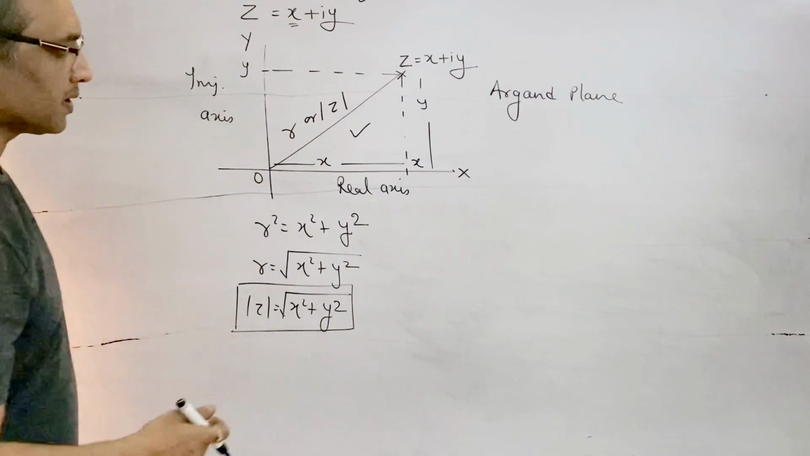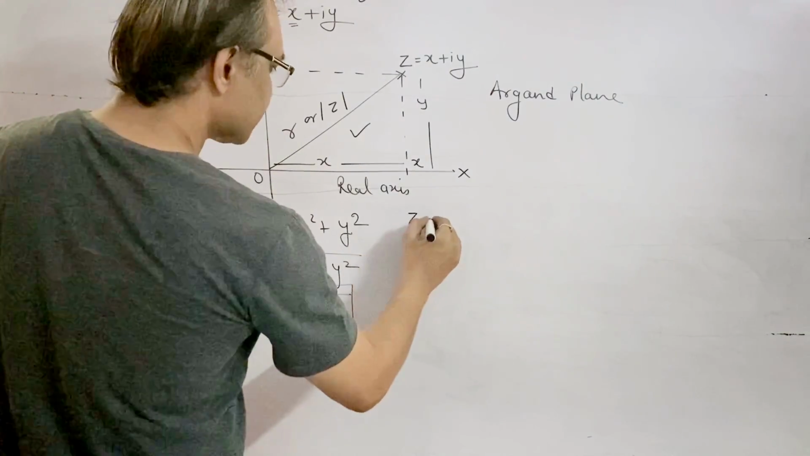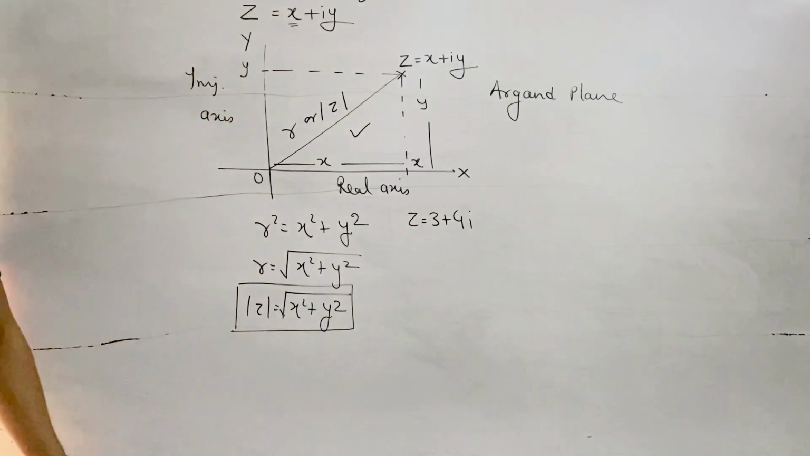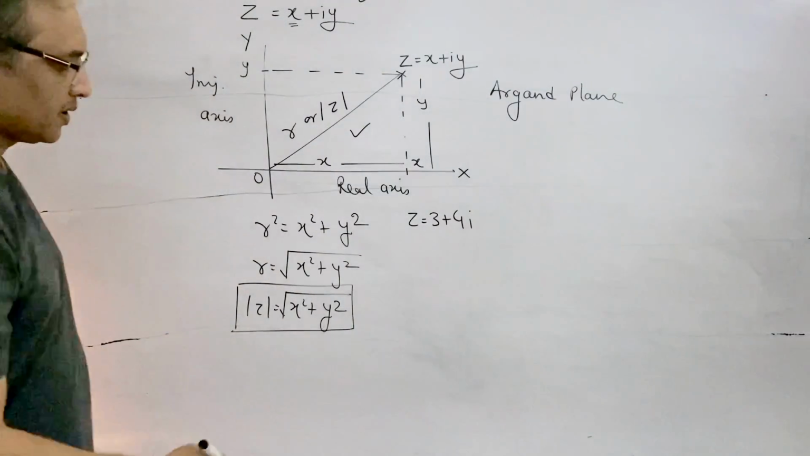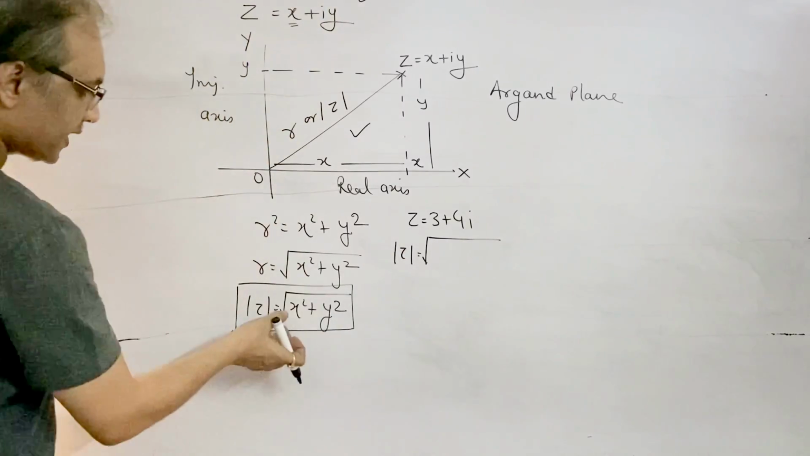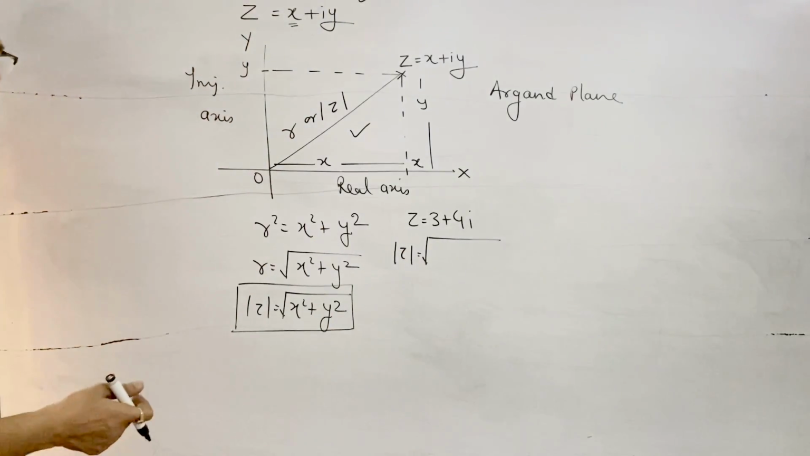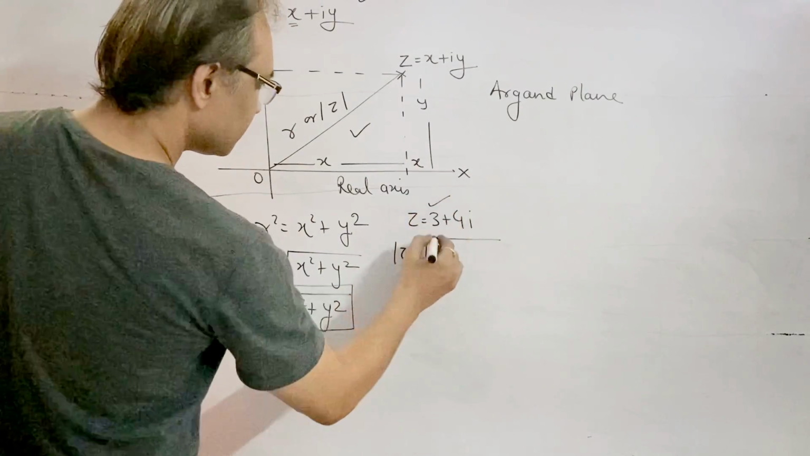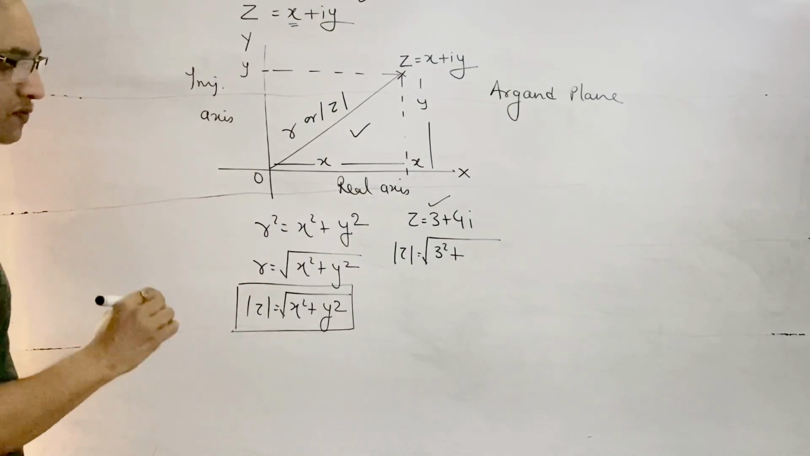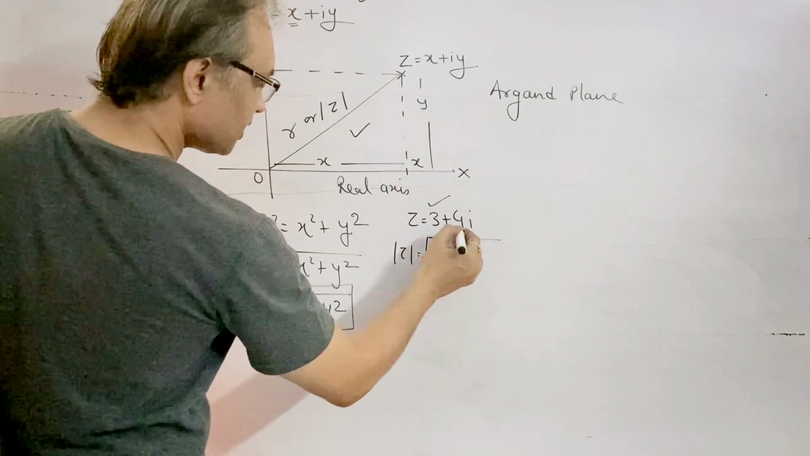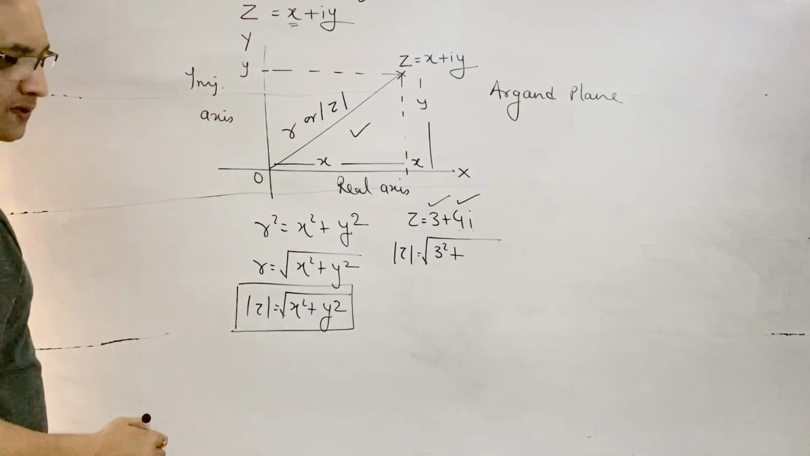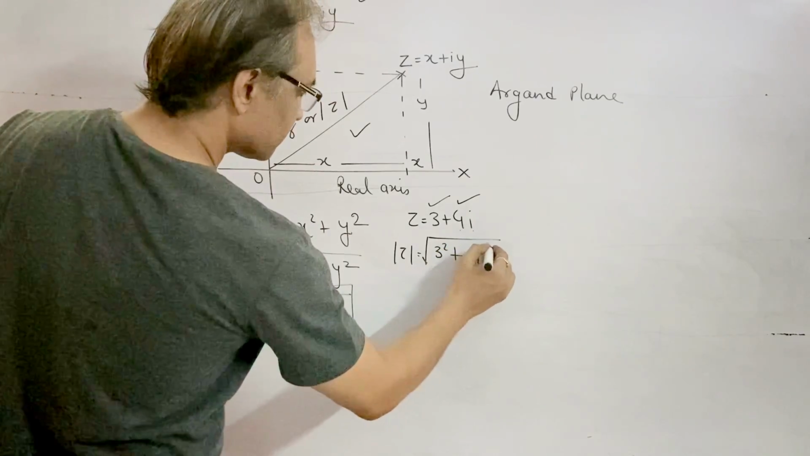Let us take an example. Suppose we have a complex number 3 plus 4i and we want to find the modulus of this. So mod of this will be under root x square plus y square. Let us see what x is. X is 3, so this is 3 square plus y square. What is y? Y is the coefficient of i, that means the imaginary part. Y is 4. So this is 4 square.